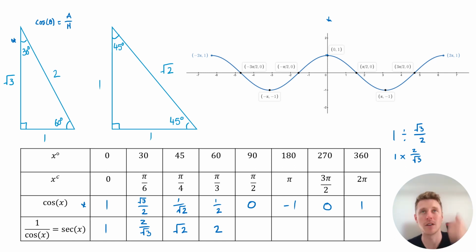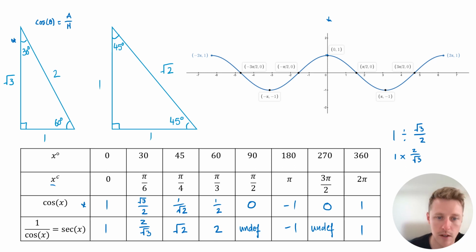All right, next one, 1 divided by 0. Well, 1 divided by 0 is actually undefined. You can't divide by 0. Next one, 1 divided by -1. Well, that's just -1. 1 divided by 0 is undefined. And 1 divided by 1 is 1. So that hopefully checks out. Essentially all we're doing now is we're going to plot our radians on the x-axis and then plot the secant values on the y-axis. And we're going to start to think about what that might look like.